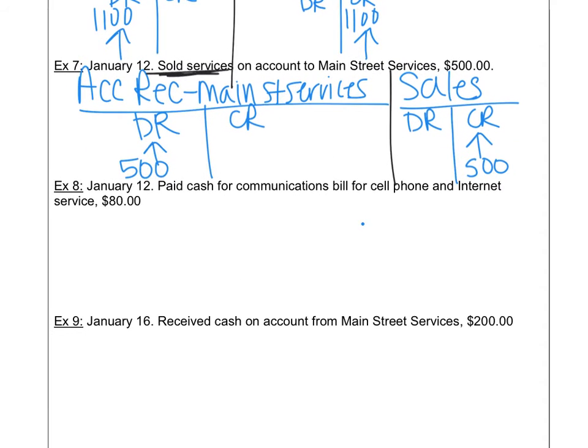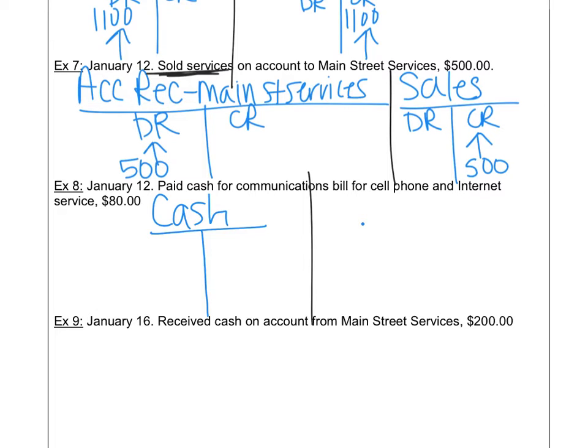Okay, example 8. On January 12th, we paid cash for communications bill for cell phone and internet service. Since the business paid cash for a bill, let's start off with cash. Like I said, that's always the easiest thing to start off with if it affects cash. And here's my line to separate the left side from the right side. And then we have to figure out what the other account is.